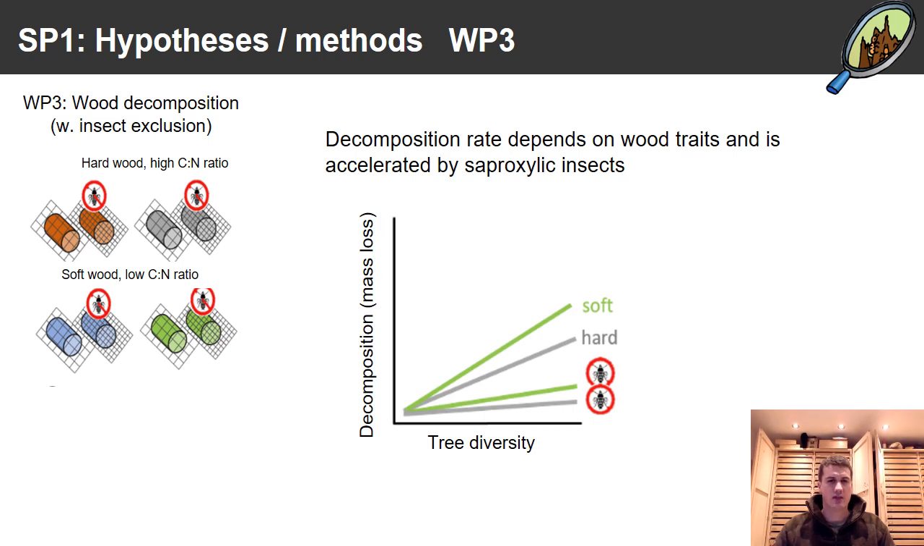In work package number 3, we will expose deadwood from different tree species. Those species will be selected to cover very different biochemical traits to test the prediction that decomposition rate depends on those traits and is actually accelerated by saproxylic insects. We assume that softwood, for instance, is decomposed faster than hardwood, and the effect is particularly strong in the presence of insects. And we assume that the higher insect diversity across the tree diversity gradient will increase the decomposition rate.